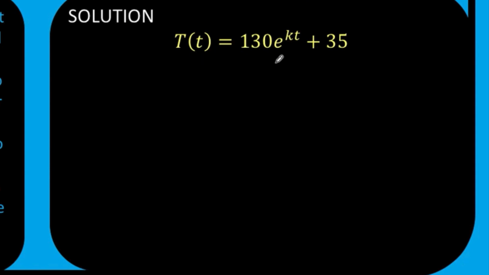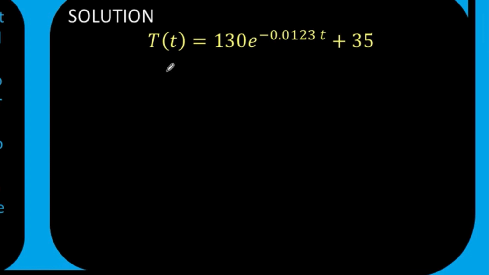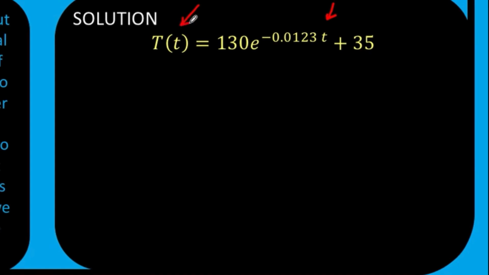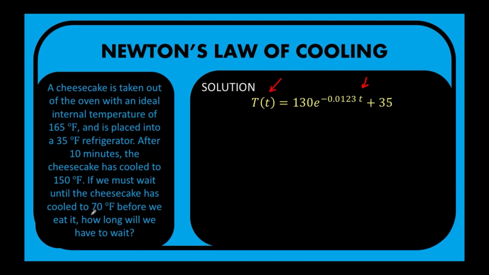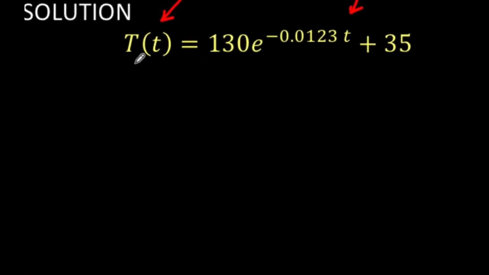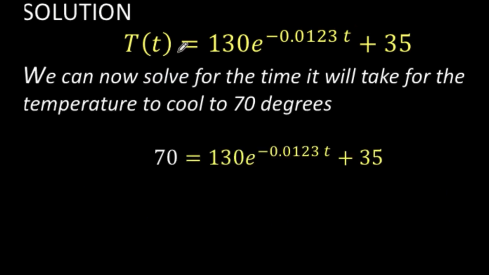So from this formula, replacing now k by the value that we just arrived at, negative 0.0123, we now have this formula. This is now easy to compute because we only have two variables left. We have the variable for small t, which is the time, and we have the variable for the temperature. Our target temperature is 70 degrees Fahrenheit. So we can replace this by 70. We now arrive at this equation. Instead of T(t), we have 70. And from here, we can now solve for t.